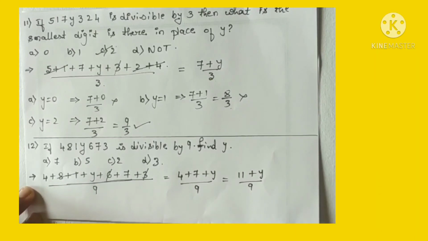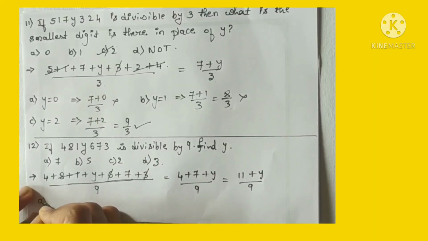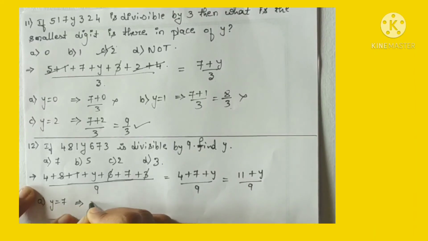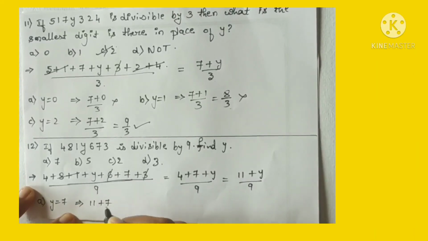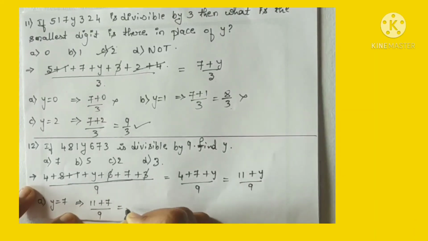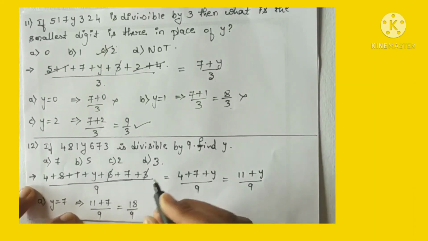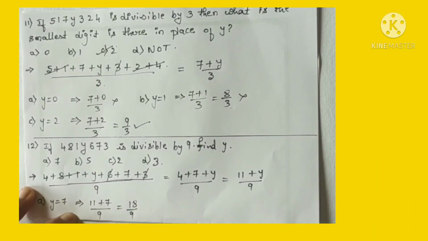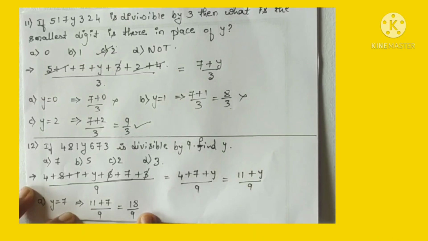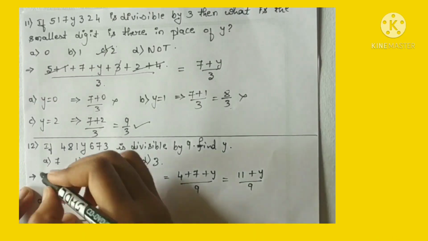Now I put the values of y according to the options. I take option A, put y is equal to 7, which gives 11 plus 7, equal to 18, which is completely divisible by 9. So it satisfies the divisibility rule of 9. So here the correct option is 7.